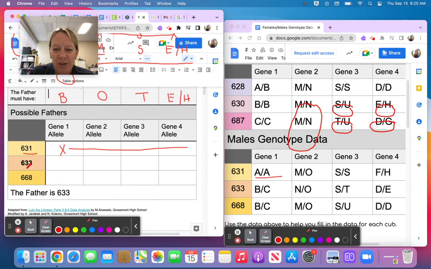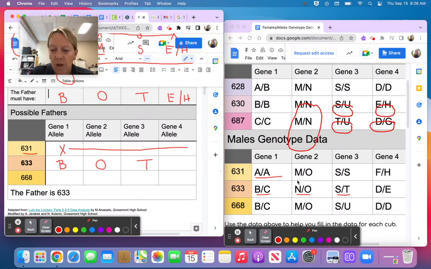Okay? 633 for gene 1. He's got a B and a C, and we needed a B. So far, could be the dad. Let's go line by line in this one. So I'll do all this dad's genes instead of gene by gene. Gene 2, dad needs to give an O. Look at that. Dad has an O. So 633 could still be the dad. Gene 3, dad has to give a T. This dad has an S and a T, so he's still in the running. He could be the dad.